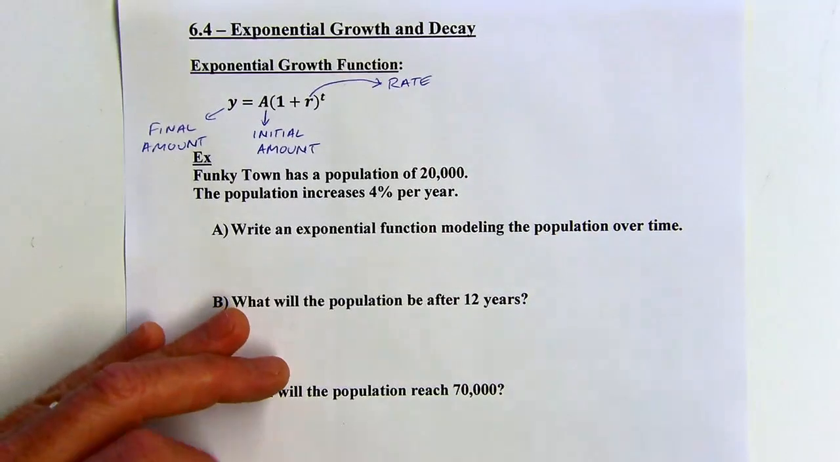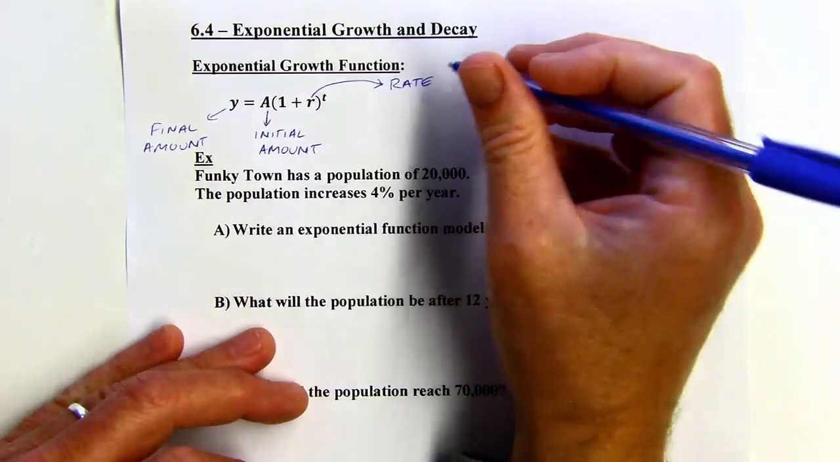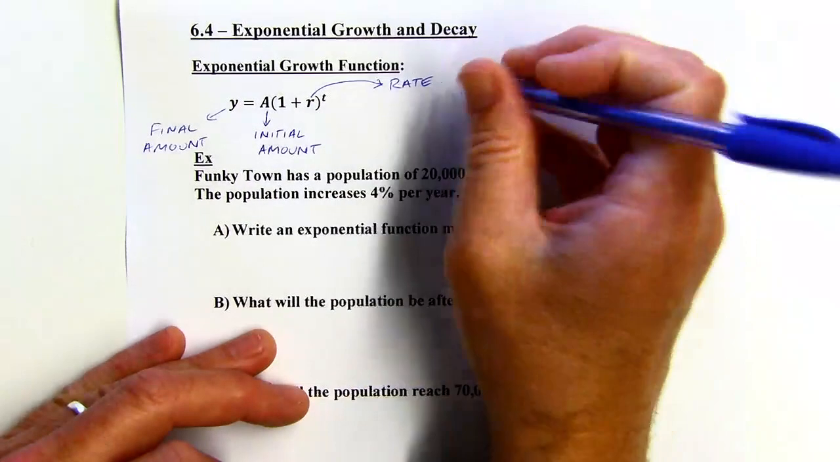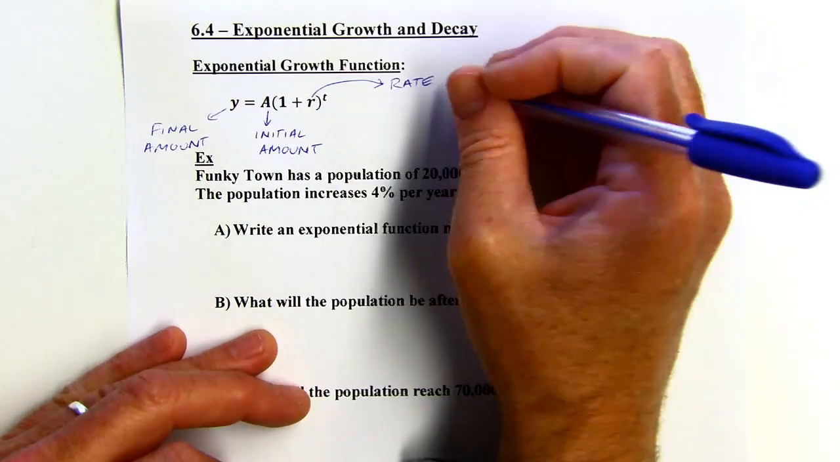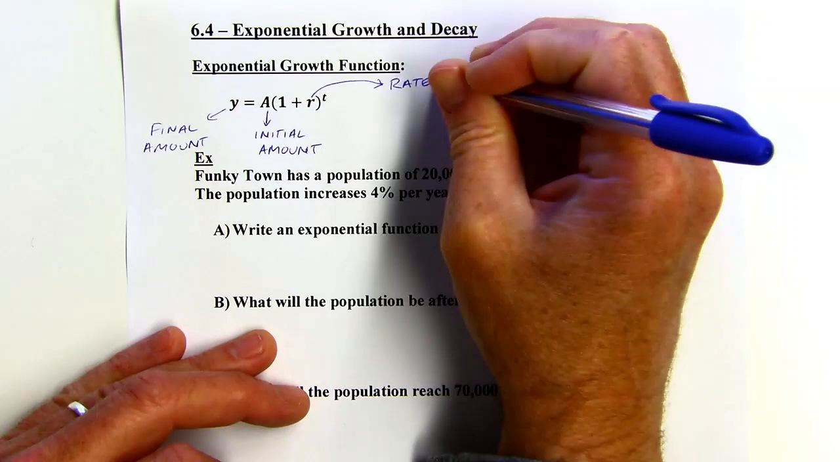Okay. And a note about the rate, it's going to be a percentage, right? So you might earn 2% interest or something on a bank account. And the rate, when you use it in the formula, you want to write it as a decimal.